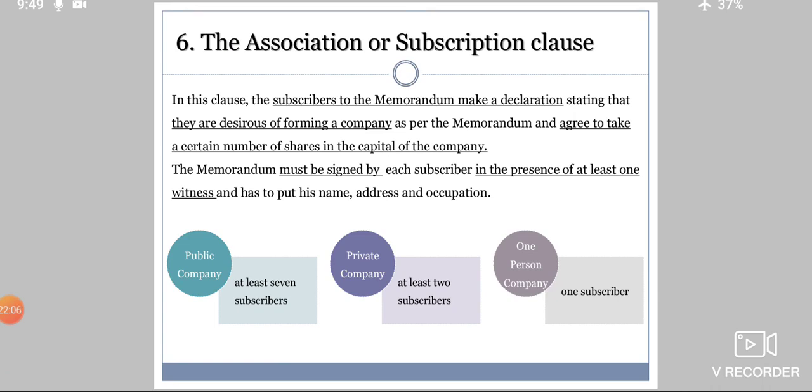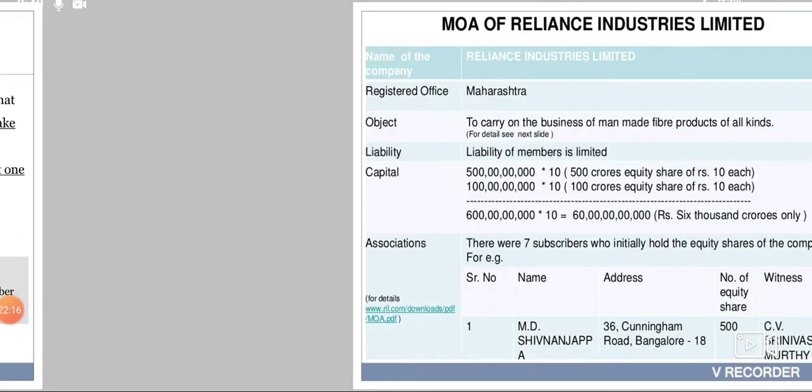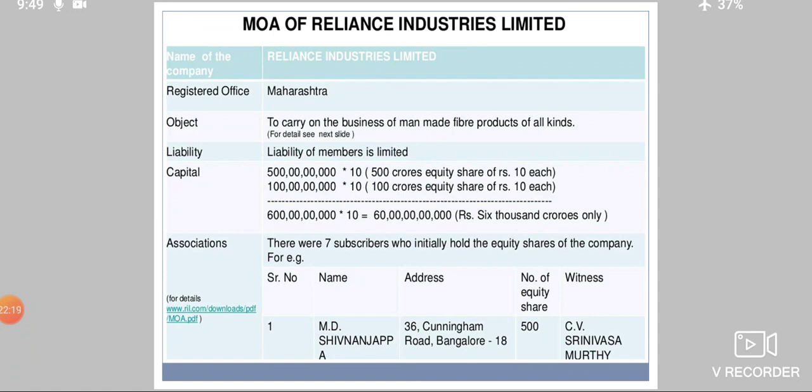So there are 6 clauses in the memorandum of association which you are supposed to remember. Memorandum of association, the most important document of the company. See here, it's an example of the MOA of Reliance Industries Limited. First clause, name of the company, Reliance Industries Limited, registered office, Maharashtra. What is the object here? To carry on the business of man-made fiber products of all kinds. Liability: liability of members is limited. That means it's a limited liability company.